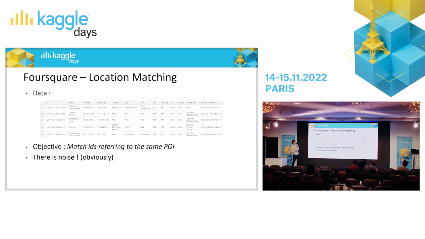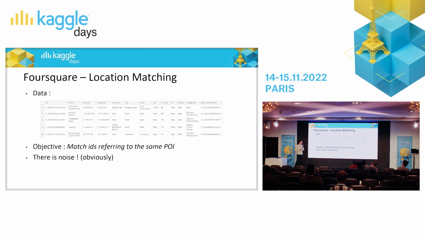So this might sound a bit complicated, so I'll be going through the Foursquare location matching example. This was a competition in which we had POI IDs provided, like from some Google Maps API or similar, and we needed to find which IDs refer to the same place.